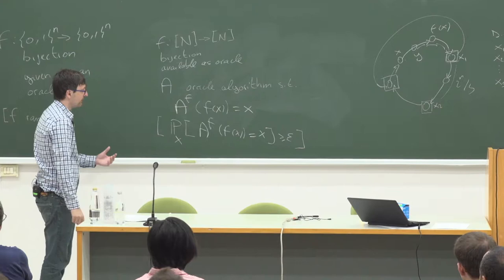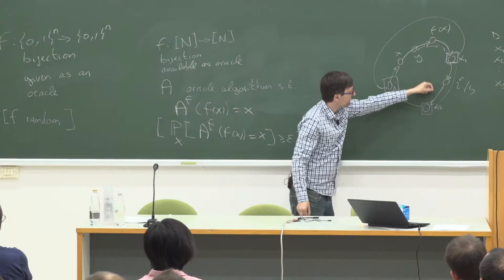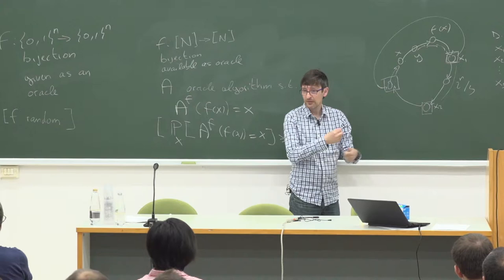In fact, it's also quite interesting to look at the case in which this is an inverter that just breaks the one-wayness of F. Because in that case, if that's all you want, you could do Hellman's construction on only a sub-interval of this cycle of length epsilon times 2 to the n. So the running time, instead of being 2 to the n divided by s, will be epsilon 2 to the n divided by s. And you could also ask whether this is optimal.